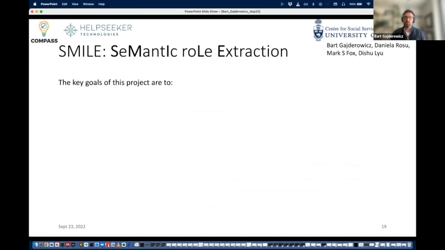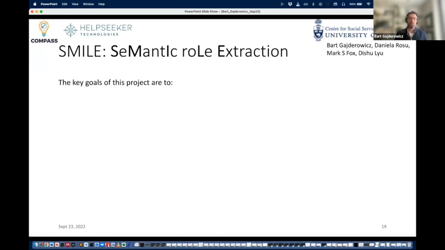Okay, so the last thing I wanted to cover is a project that we're working on at the University of Toronto at the Center for Social Services and Engineering. This is work that we are doing with my colleagues, Daniela Rosso, Mark Fox, and Disho Liu, and with our data partners, HelpSeeker Technologies. This is part of a project from the Supercluster Fund. And we are trying to develop a model of social services that encompasses all the information about the different services in Canada. And I'll get into that in a bit more detail.